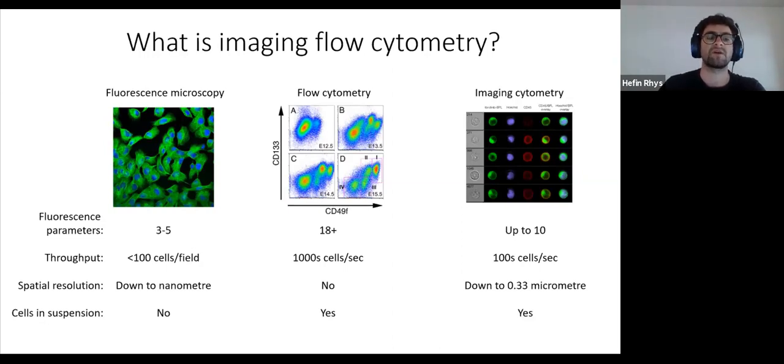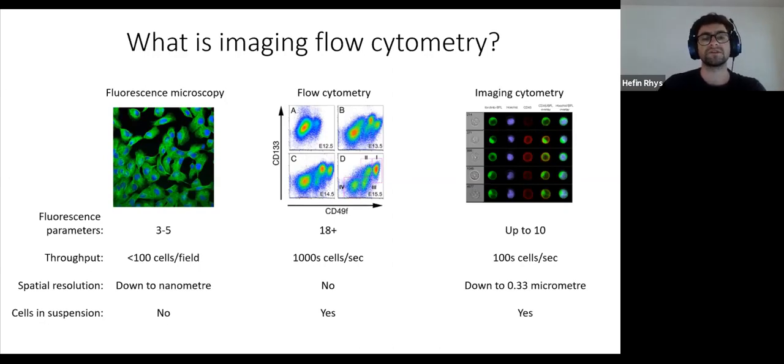if you're doing a microscopy experiment, the typical number of fluorescence parameters that you'll be limited to is 3 or maybe 4 or 5 if you've got a particularly good microscope. Whereas in conventional flow cytometry, we can push this to 18 colors plus quite easily nowadays. And in imaging cytometry, particularly the ImageStream platform that I'll talk more about today, you have the choice of using up to 10 fluorescent channels, although in reality, going above 7 or 8 can become quite challenging.